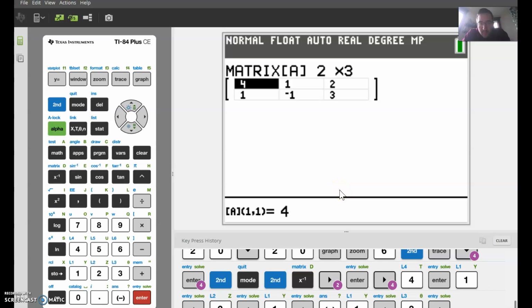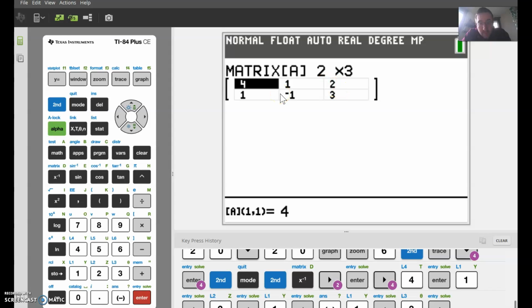Do you see what we did? We put the 4, it only uses the coefficients. Notice I never put an x in there. I never put a y in there. I'm just using the numbers that are in front of the variables. 4x plus 1y equals 2. There's my first equation.